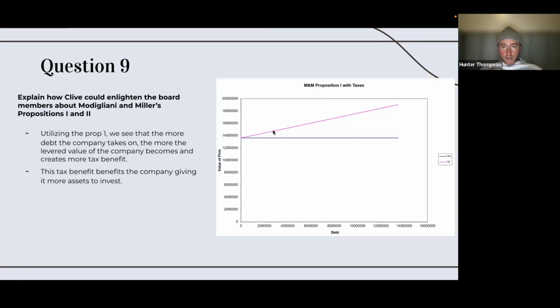So looking at the table here, we see the straight line being the unlevered value. So with more debt, though, with the levered value, we see the higher the debt, the higher the value of the firm. And this is with taxes, of course, because with these taxes, the tax benefit would benefit the company, giving it more assets to invest with. And so we would see that with the more debt the company takes on, the higher the levered value is with the taxes.